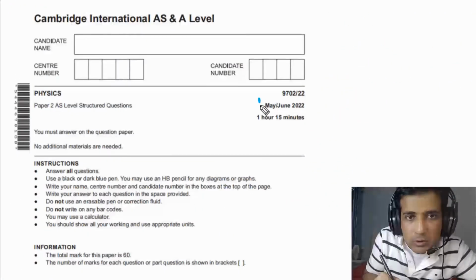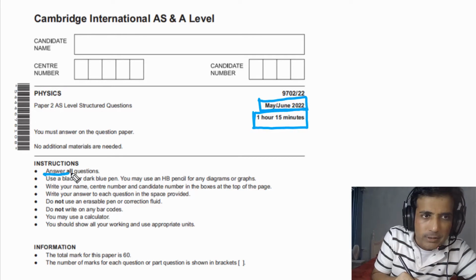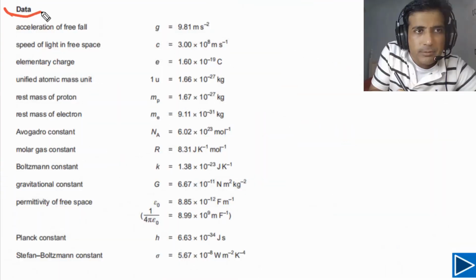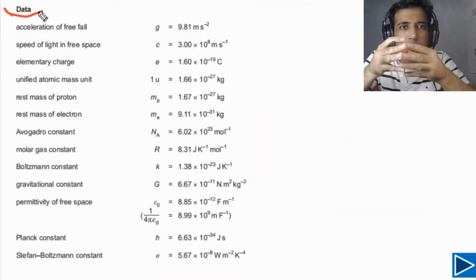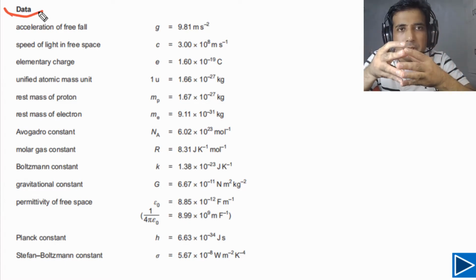In today's class, we are talking about the May-June 2022 exam paper, and the total time for this paper is 1 hour and 15 minutes. You need to answer all questions on this paper, and the total mark for this paper is 60. On the second page of the exam paper, you can find values of some constants, and these constants are very important. Maybe you will need some of them for some calculations in your exam.